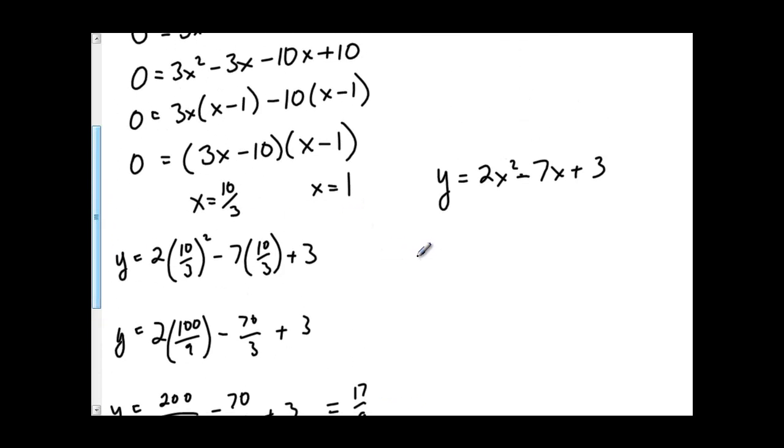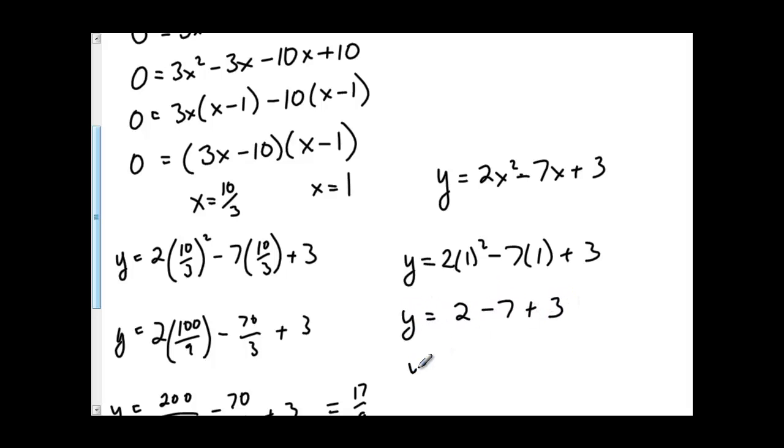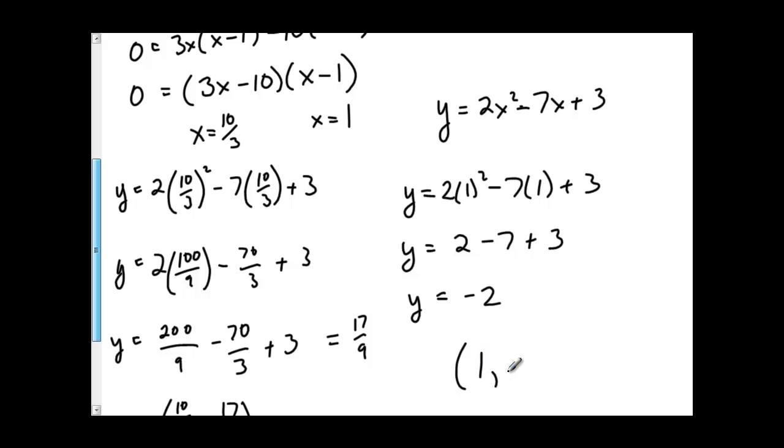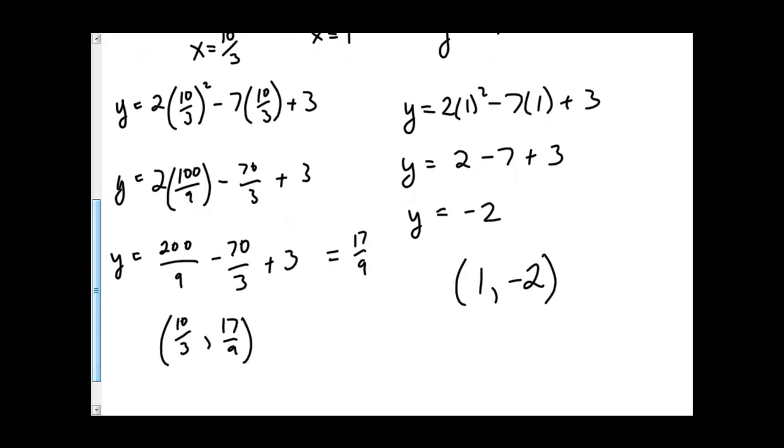For my 1, I substitute in the 1. This one's going to be a little bit easier. 2 times 1 squared minus 7 times 1 plus 3. I get 2 minus 7 plus 3, which is negative 5 plus 3, which is negative 2. So my second solution is going to be 1, negative 2. So it doesn't really matter whether you use substitution or elimination to solve these. You can use whatever's easier. But in this case, again, we end up with two solutions.